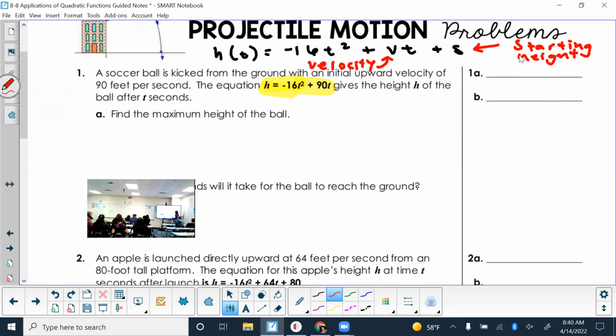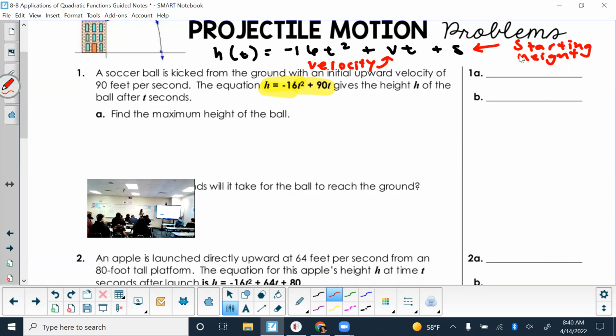And this one doesn't say anything about the starting height. So for this one, the starting height is 0. Questions? All right, I'm sure there's some sort of scientific reason why it starts with a -16 always. I just don't know it. I'm sure it has something to do with gravity or something like that. But that's how the equation is for projectile motion.